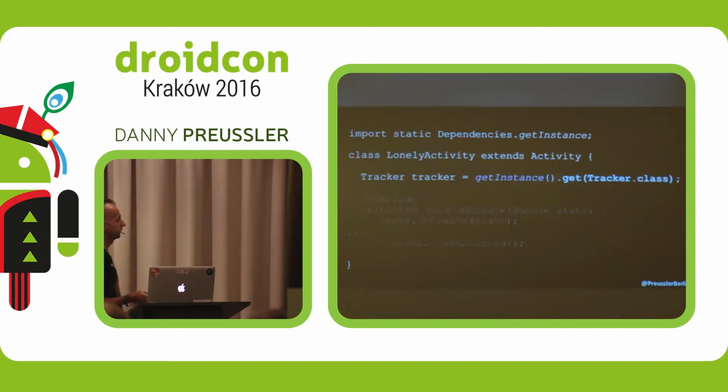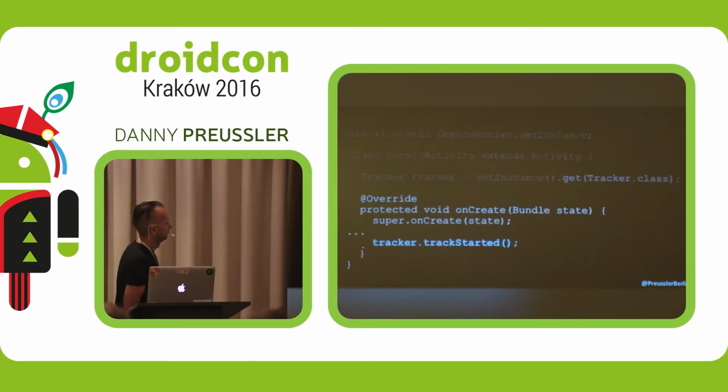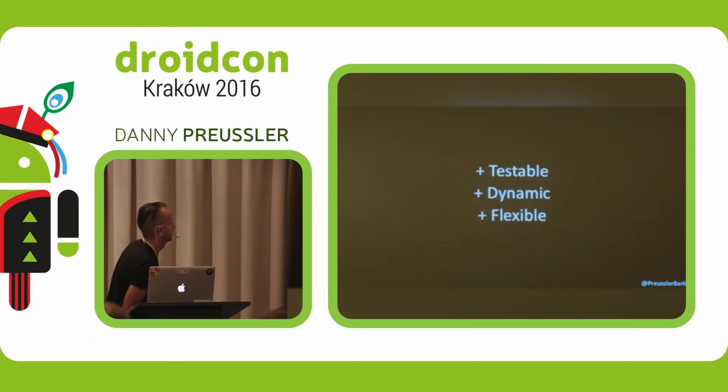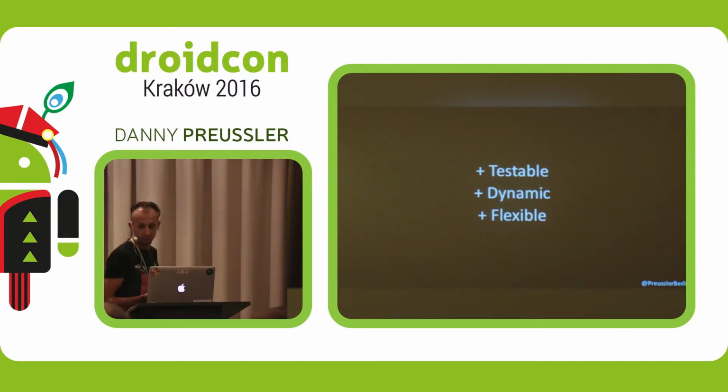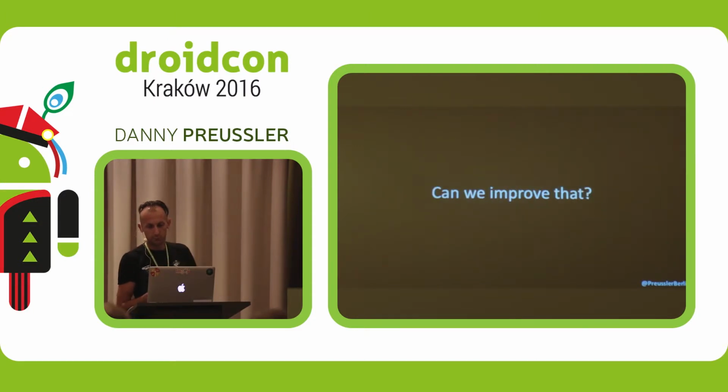And in the end, in our test, if we would write this, it would look the same as before, but with a much more generic approach. And we could have the same test for all of them. So the usage is always the same, right? So let's look at this approach. It is super testable. We can just replace in the map whatever we want. It is pretty dynamic. It is flexible. But the question is, can we improve that?